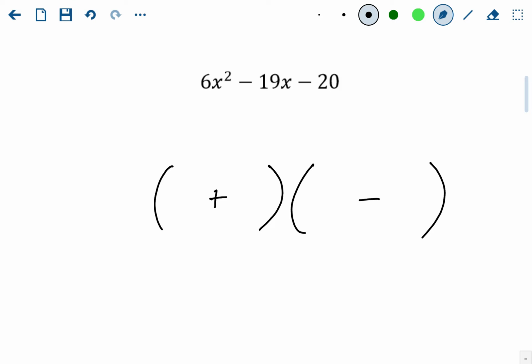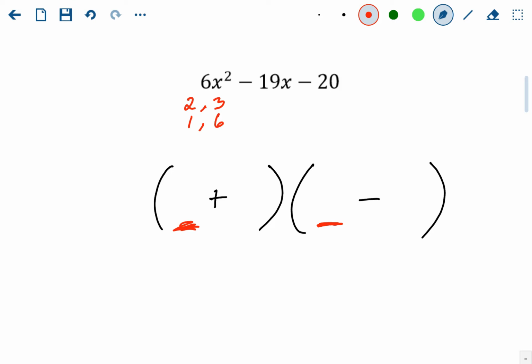All right, now this one's kind of tough because your a value has a couple different factors, and your c value has a couple different factors. So let's just go ahead and list all of them. For the 6x squared, those two first slots have to multiply to 6x squared. What numbers multiply to 6? Our options are going to be 2 and 3 or 1 and 6.